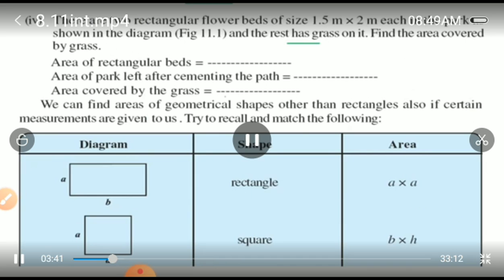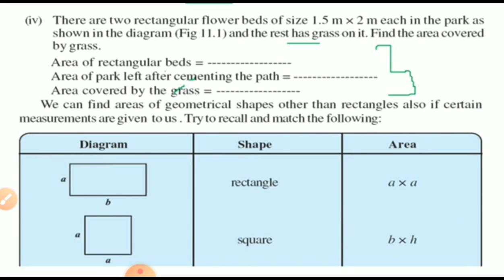In the same way, here is the area of rectangle beds, the area of the park left after cementing, and the area covered by grass. You already studied these types of things. Now the main thing here is to find the area from a diagram and shape. The sides A and B of a rectangle, and A and A of a square, are given. We know what the area of the rectangle is.